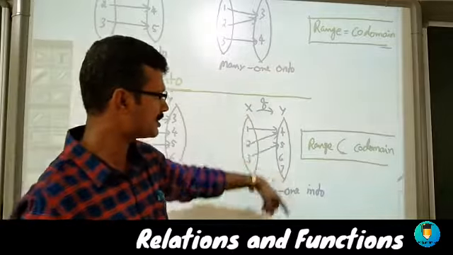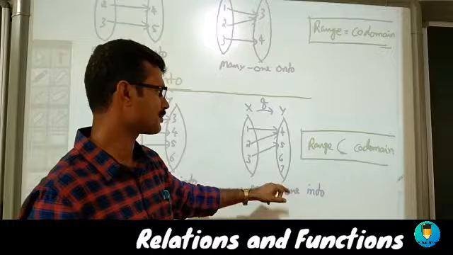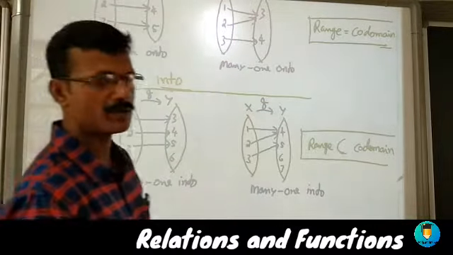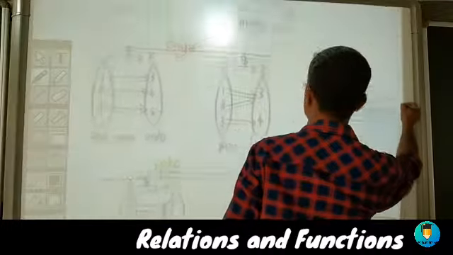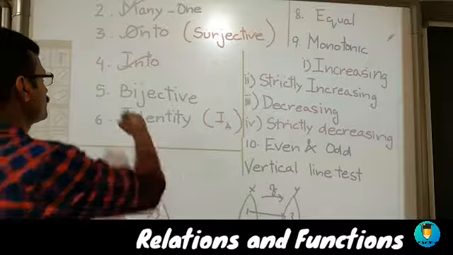That is what happens in the case of an into function. Here also you can see that the range is only 4, 5. It is a proper subset of the codomain. The codomain is 4, 5, 6, 7. So this is about into function. You already studied all these things in standard 11. Now we are coming to the next one.